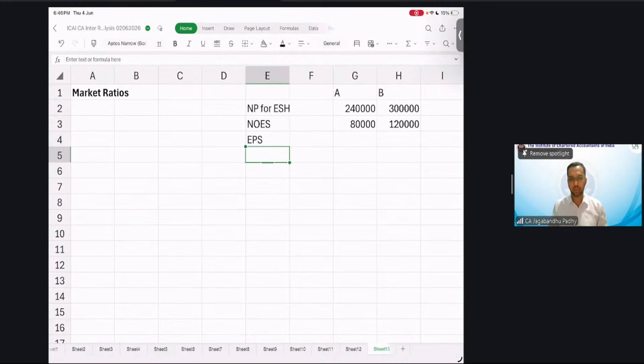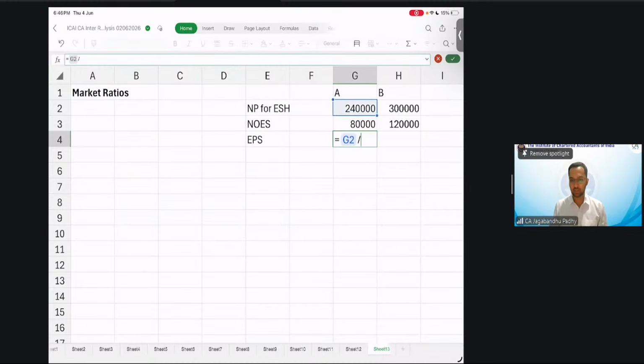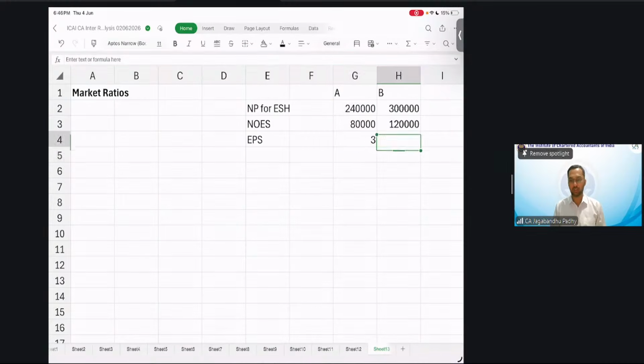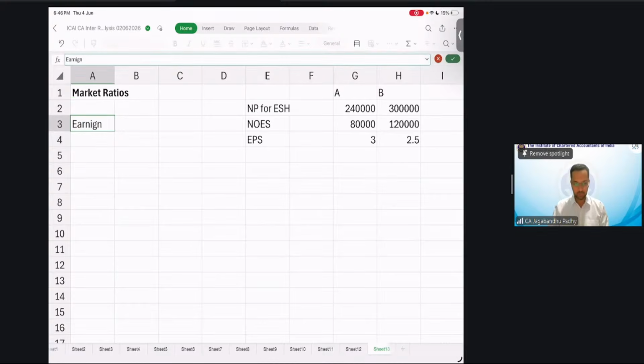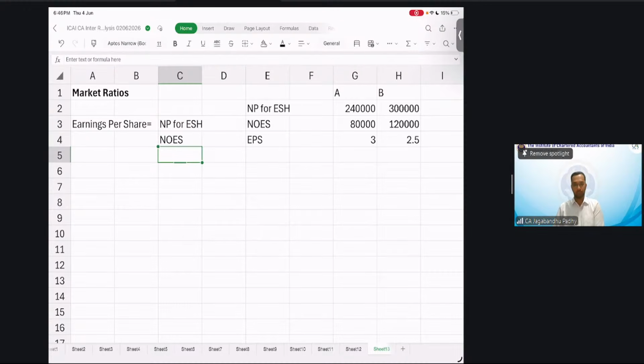So for that, we need to calculate the earnings per share. The earnings per share is net profit for equity shareholders divided by the number of equity shares, which is 3 here and 2.5 there. So of course, it's company A which has done a good job, right? So this is our formula for the first one, earnings per share. Earnings per share is net profit for equity shareholders divided by the number of equity shares.